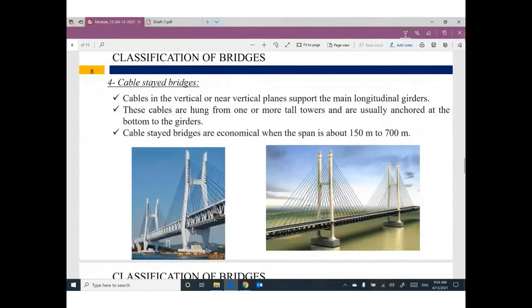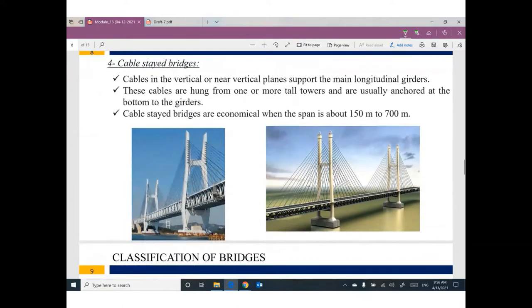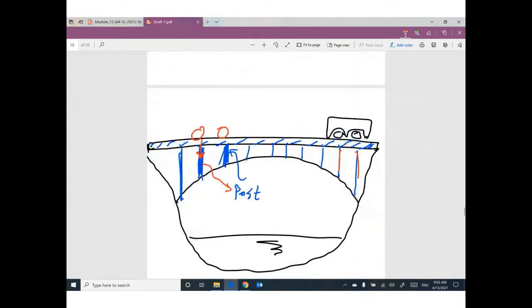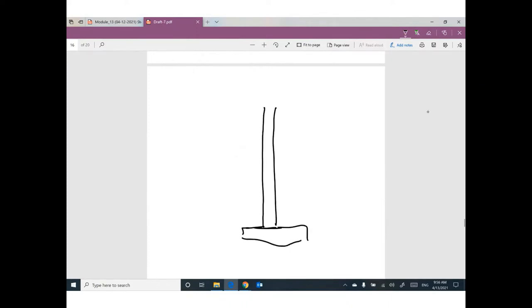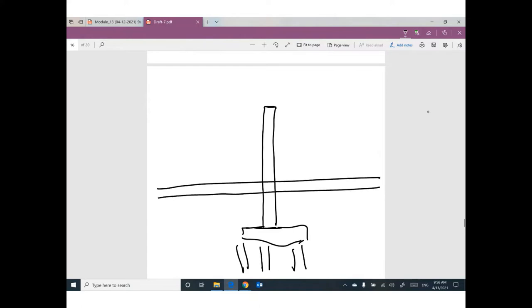The third structure system is called cable stayed bridge. Cable stayed bridge, the idea is I will construct a big tower at the middle of the bridge, probably. This big tower is supported by piers. And we have here the deck of the bridge, which is very, very long. Okay, so I will construct here cables between this tower and the bridge deck.